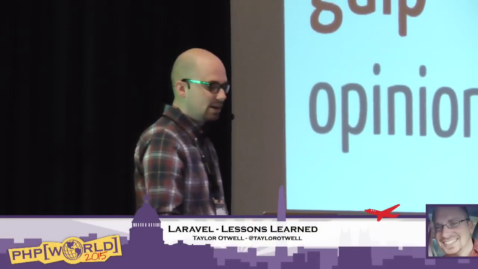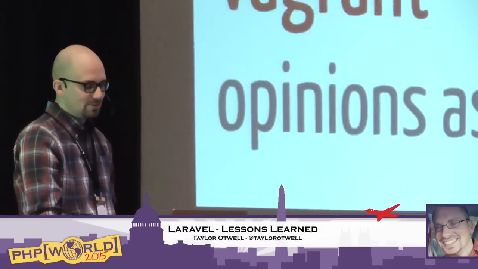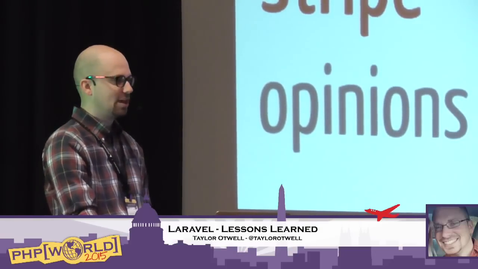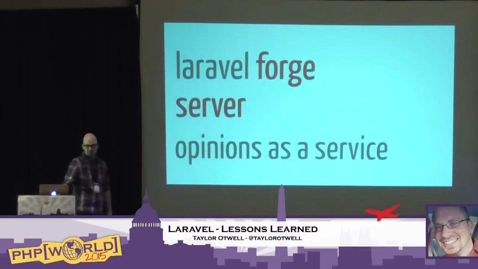All right, so we've kind of made a trend out of this in my PHP programming career. I came up with Laravel Elixir, which is Gulp opinions as a service, basically. We have Laravel Homestead, which is Vagrant opinions as a service. We have Laravel Cashier, which is Stripe opinions as a service. We have Laravel Forge, which is server opinions as a service.